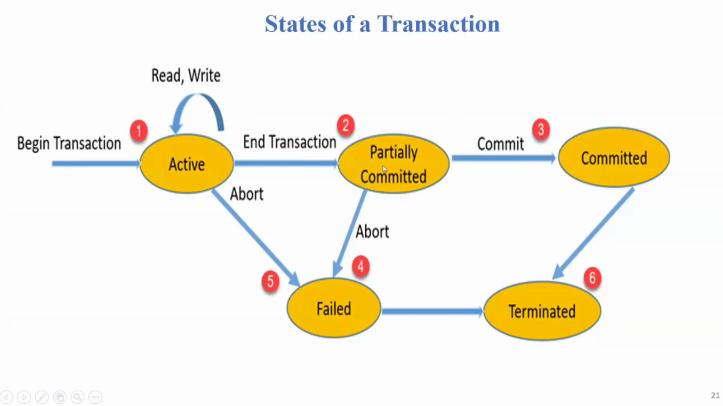So once all the read and write are completed, once the end transaction is received, the transaction will be partially committed. Okay, it is only partially committed, not fully. Only when we give the commit statement does it become fully committed. So now the second one is partially committed. After getting the end transaction, it will move to the partially committed state.